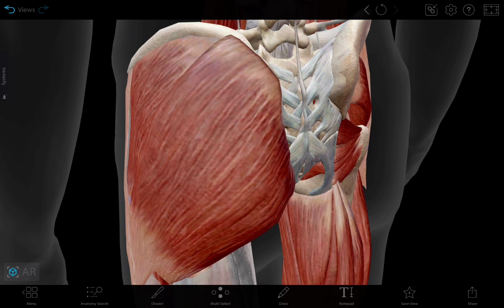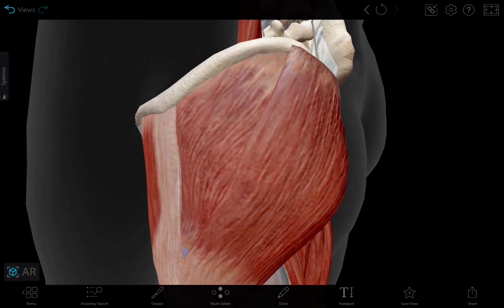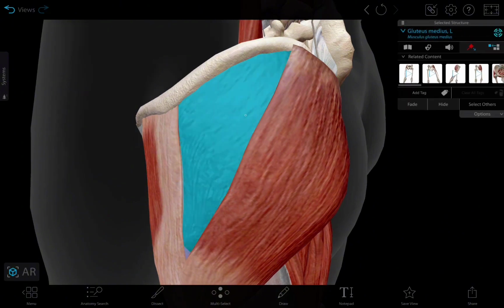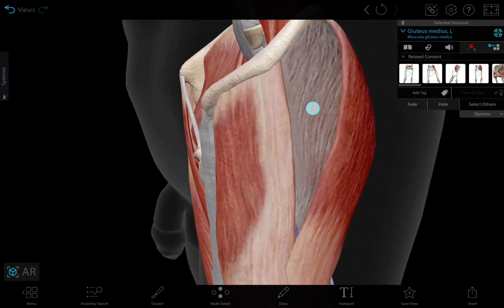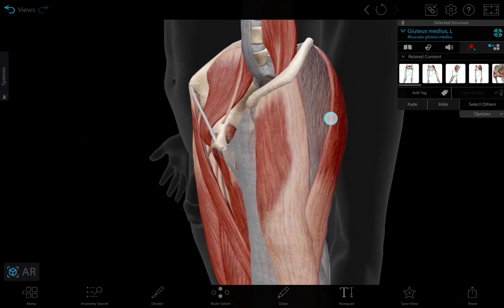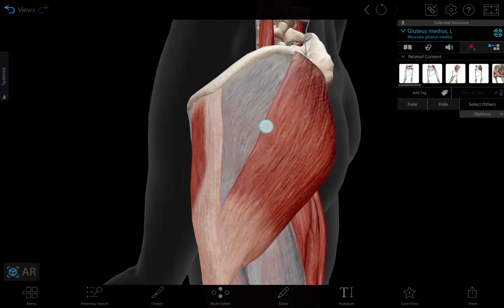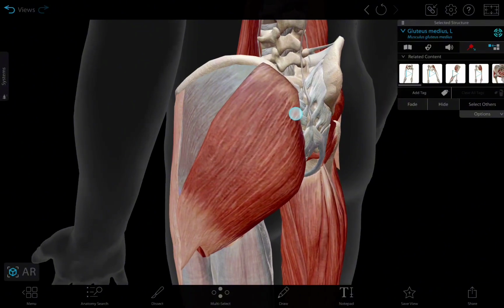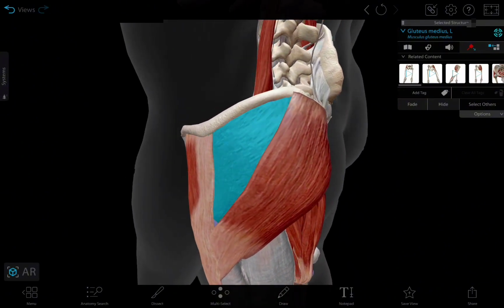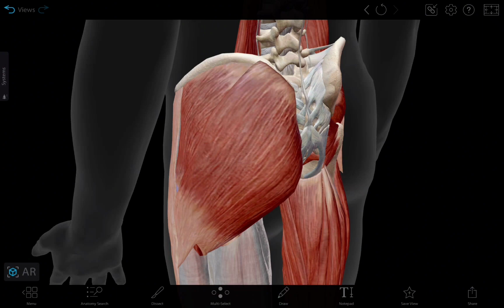Now let's come to the second gluteal muscle, which is the gluteus medius. This is the gluteus medius muscle. Can you see? Look very carefully at the gluteus medius muscle. Look at the position of the gluteus maximus, then slowly look at the position of the gluteus medius muscle. Now let's dissect the gluteus maximus muscle and see what other muscles are located under it.